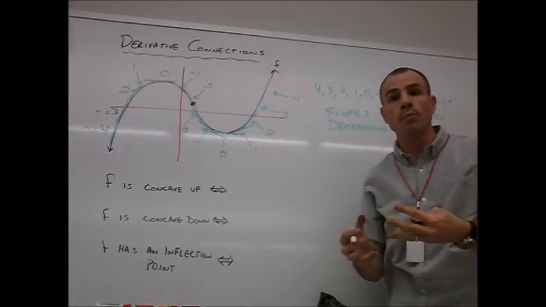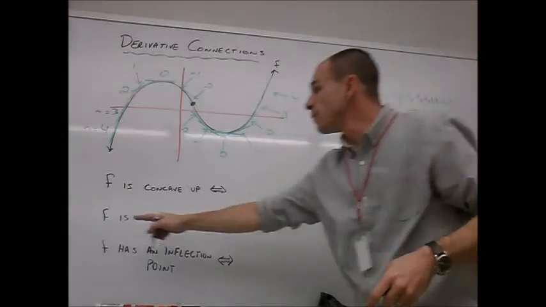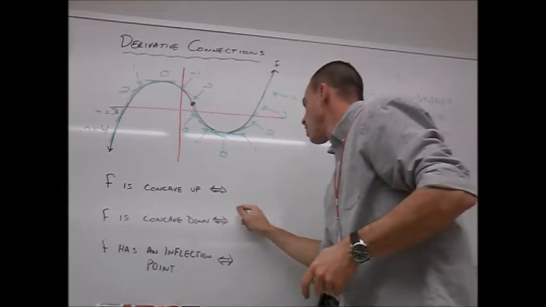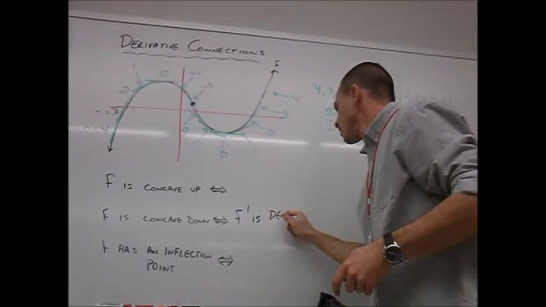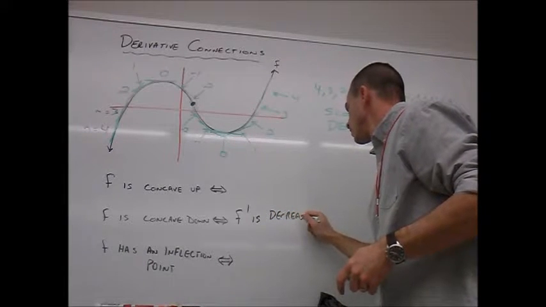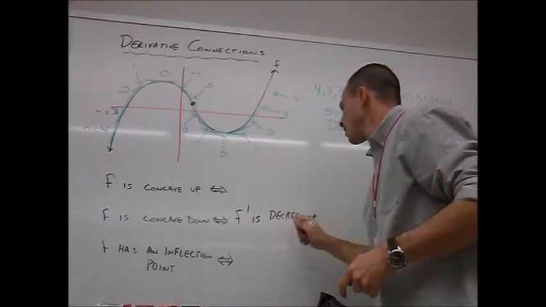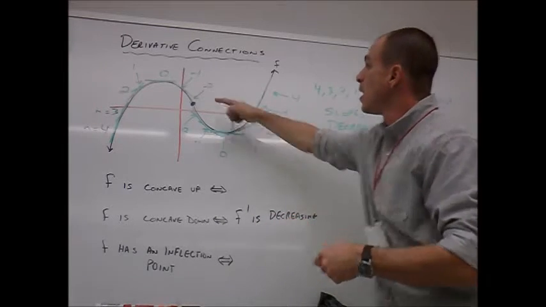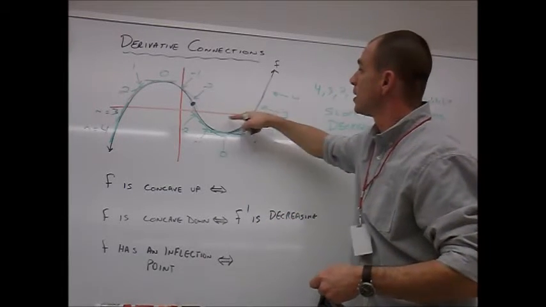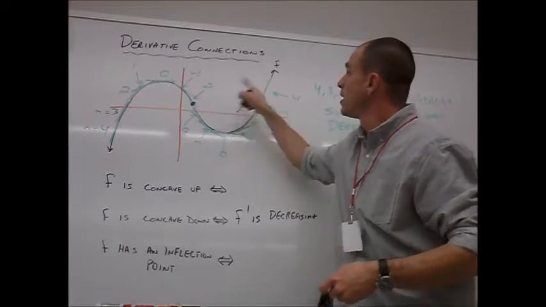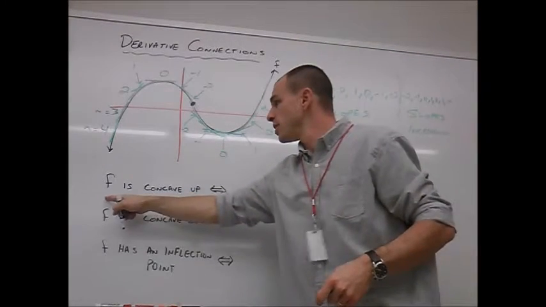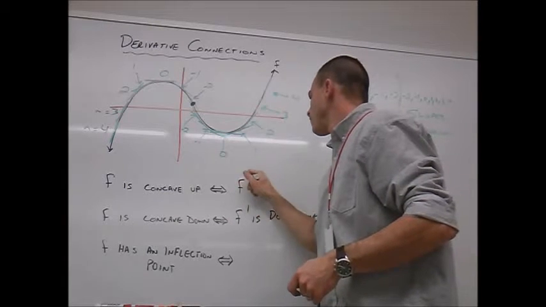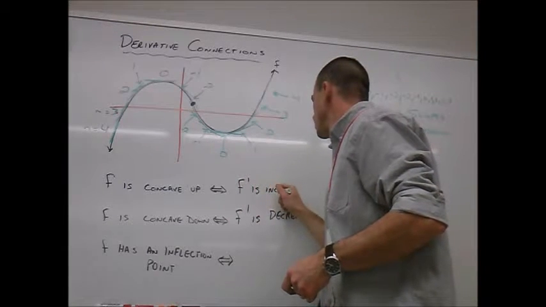Now, what are the slopes? The slopes are the first derivative. So a function is concave down when the first derivative is decreasing. Okay? And conversely, we have a concave up function after this point. And what happened? Well, the slopes were increasing. So a function is concave up when f prime is increasing.